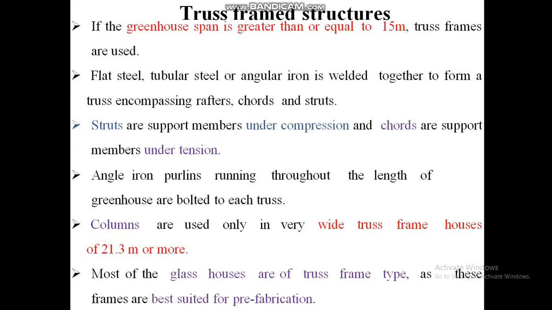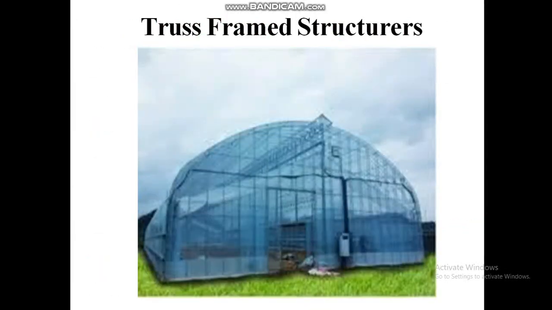Angle iron purlins running throughout the length of greenhouse are bolted to each truss. Columns are very. As you can see in a figure, cross frame structure. And what is the next? Our greenhouse type based on the covering or cladding material. Covering and cladding material.